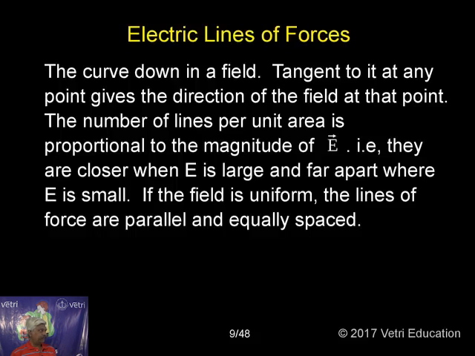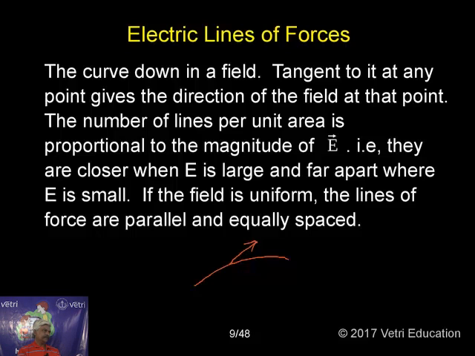The curve drawn in a field, tangent to it at any point, gives the direction of the field at that point. The same applies to electric lines of forces. If I take any one point here and draw a tangent, the tangent gives the direction of the electric field. The number of lines per unit area will give the magnitude. In a particular unit area, how many lines cross will give the magnitude. The tangent drawn to the lines of force will give the direction.